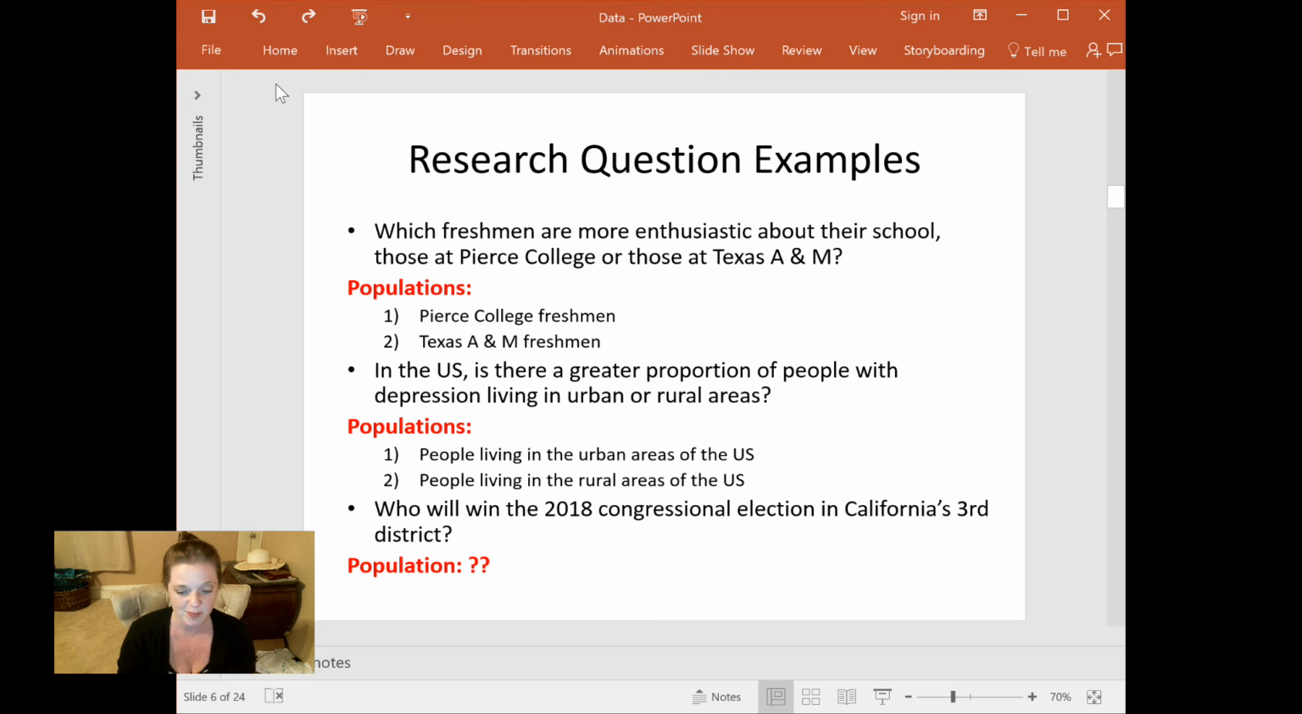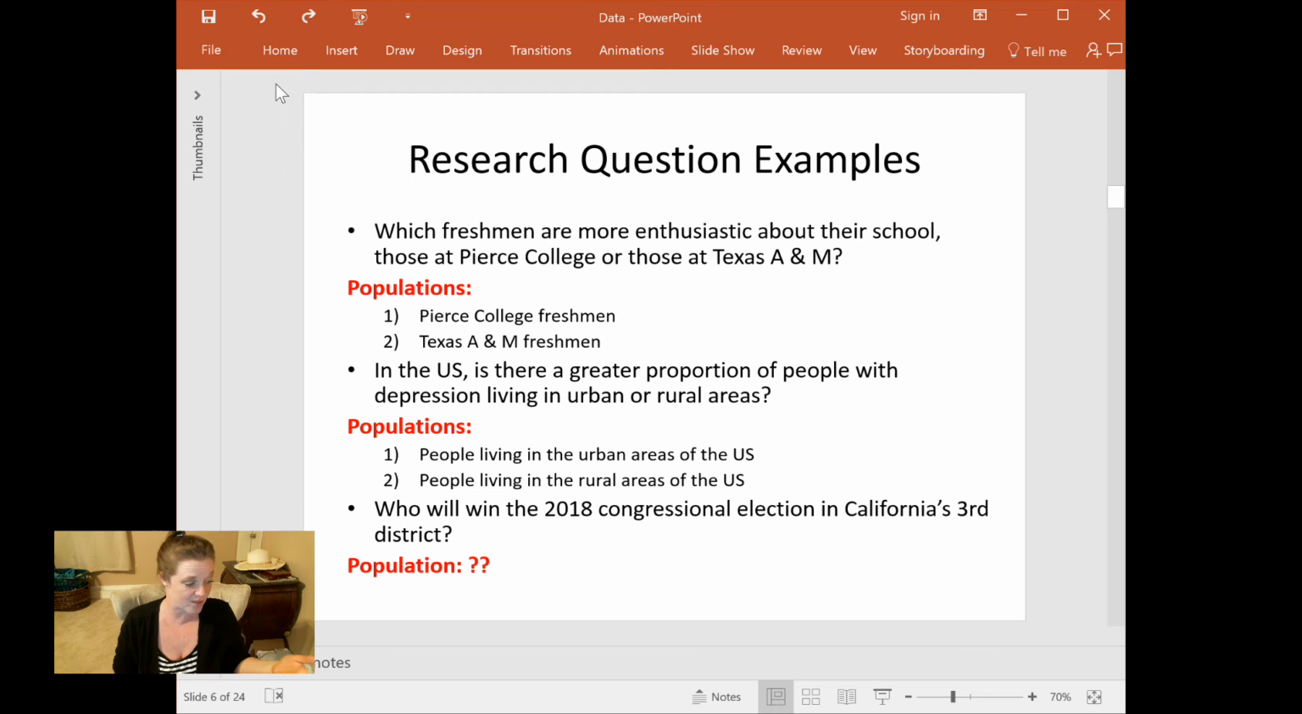Or how about this one? In the U.S., is there a greater proportion of people with depression living in urban and rural areas? Well, if I imagine how I'm going to answer this question, I'm probably going to gather data about whether or not people have depression, right, in rural and urban areas. So I've got one variable, do you have depression or not? And I have another variable, do you live in an urban or a rural area? But I'm going to have to gather information from people, not only who have depression, but those who don't as well.